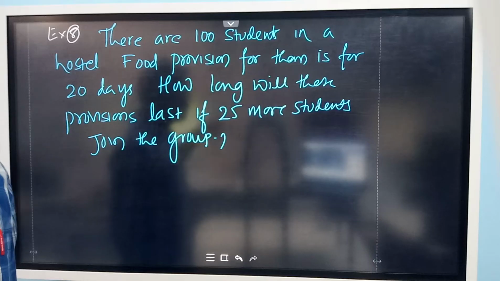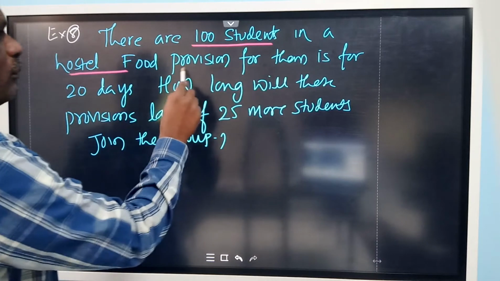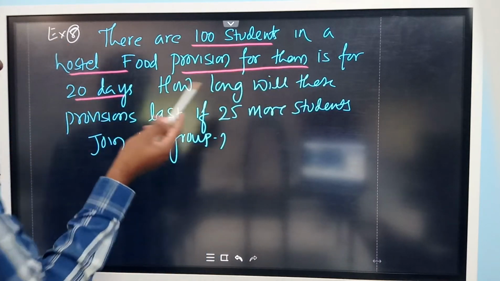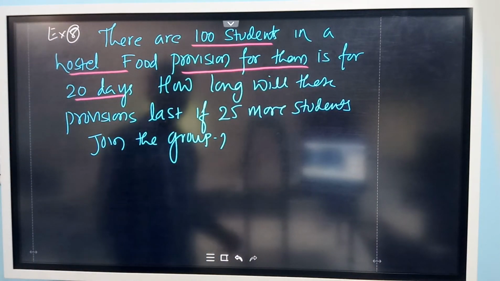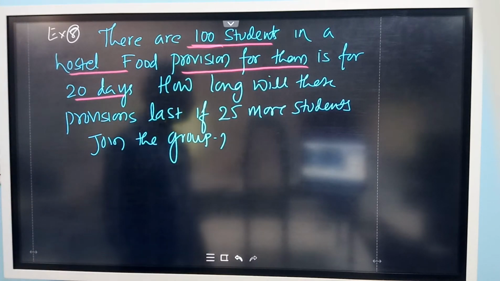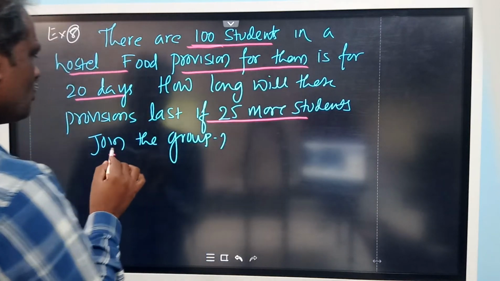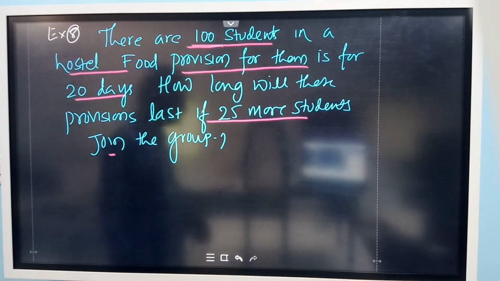So you look at this now. There are 100 students in a hostel and food provision for them is for 20 days. The food is available for only 20 days. 100 students are there, they can use that food for 20 days. If 25 more students join the same group, then how long will it last?